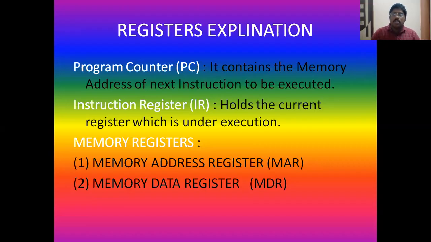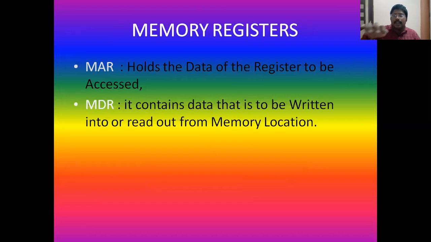Next, we are having two memory registers. What are they? Memory address register and memory data register. Here the name itself indicates memory address and memory data. See, what is meant by memory address register? The memory address register holds the address of the register to be accessed, whereas the memory data register contains the data that is to be written in or read out from the memory location. What does it mean?